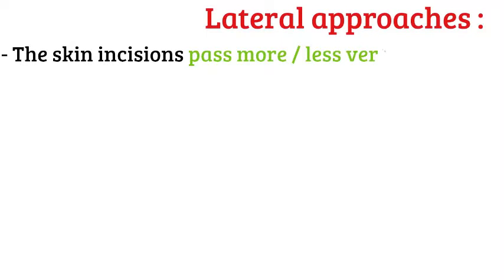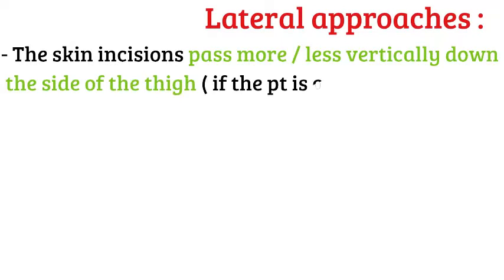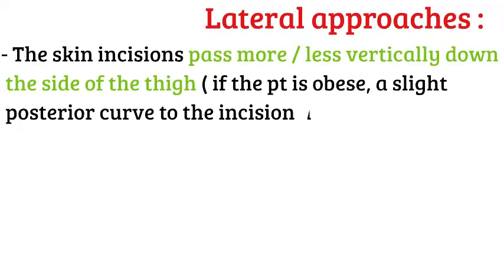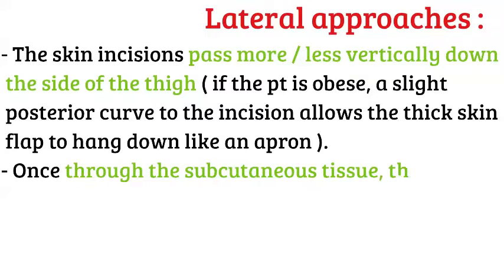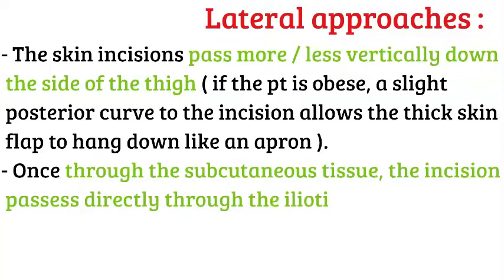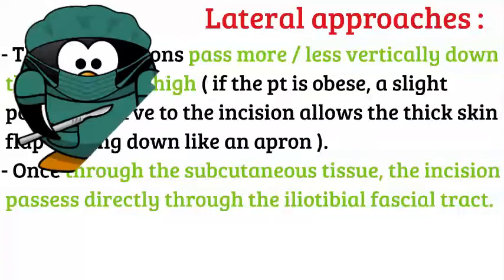Next, regarding the lateral approach. The skin incision passes more or less vertically down the side of the thigh. If the patient is obese, a slight superior curve to the incision allows the thick skin flap to hang down like an apron and enhance access. Once through the subcutaneous tissue, the incision passes directly through the iliotibial tract, parallel to its fibers.